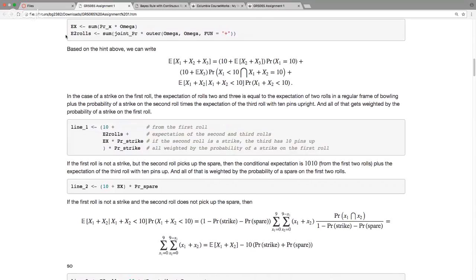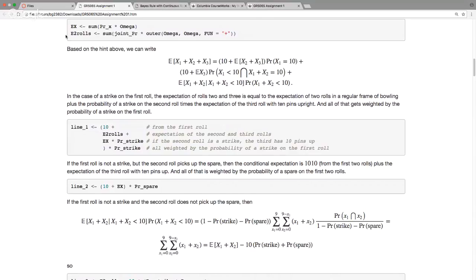But on the 10th frame, if you get 10 following a strike on the first roll, you also get 10 on your second roll. You get a third roll with all 10 pins up, and so you need to add on the expectation for a roll with 10 pins multiplied by the probability that you get a strike on your second roll. Add all that together, multiplied by the probability of getting a strike on your first roll, and you've taken care of the top line there.